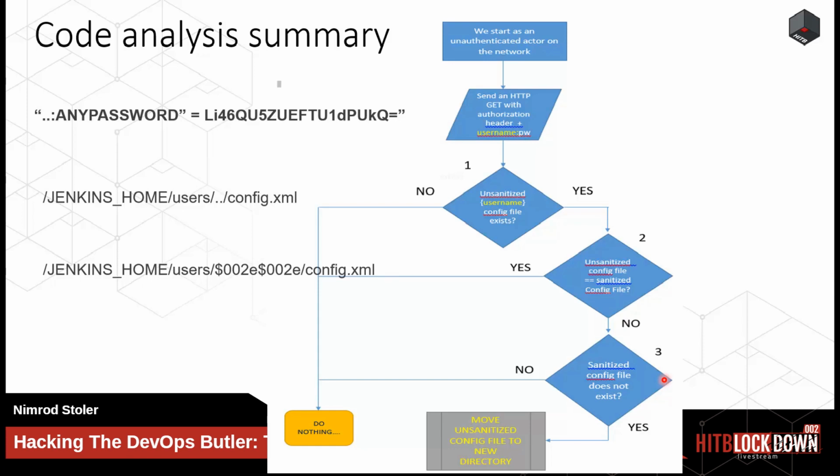Note that Jenkins did not require us to authenticate to get to this point. This means that any unauthenticated actor with access to the Jenkins master can delete the Jenkins main configuration file and eventually, as we'll see next, gain admin access to Jenkins resources, secrets, and infrastructure. Well, I guess now is the right time for a demo.